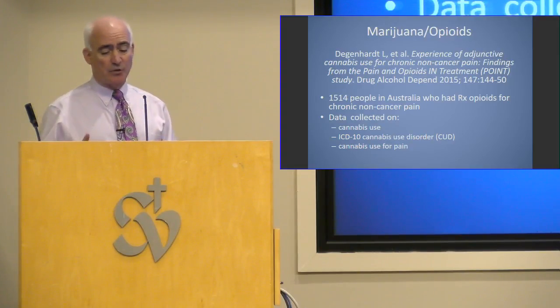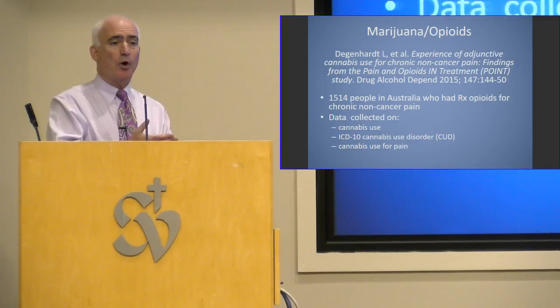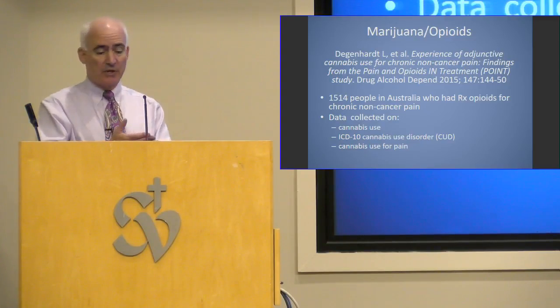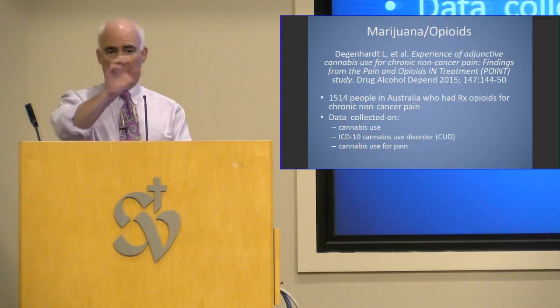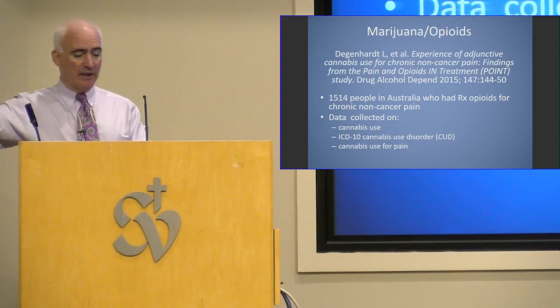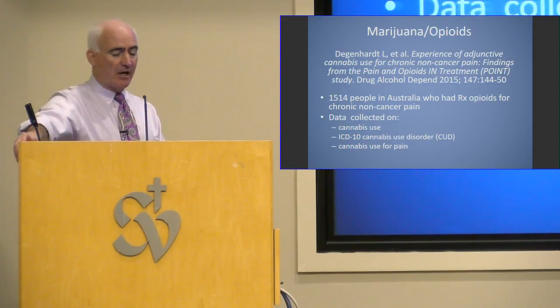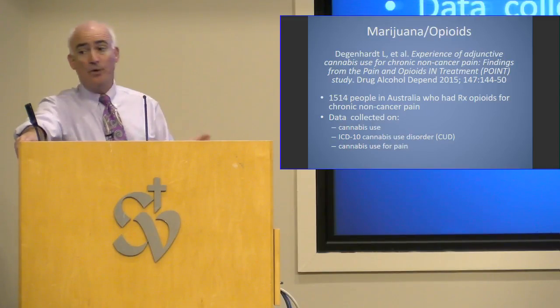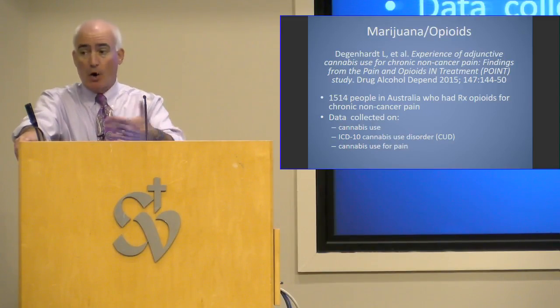This is over 1,500 people who had prescription opioids. They were getting prescription opioids for chronic non-cancer pain. So they separated that whole population out. And they had data collected on cannabis use. Were you using it or not? They weren't prescribing it. They were just saying, are you using it?